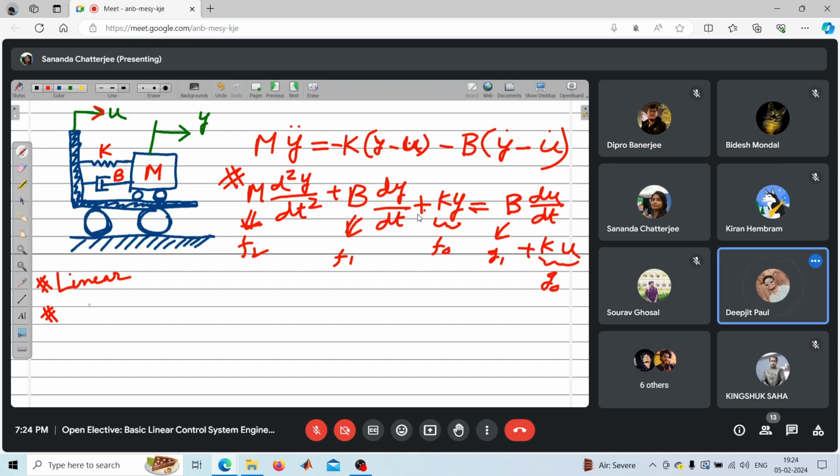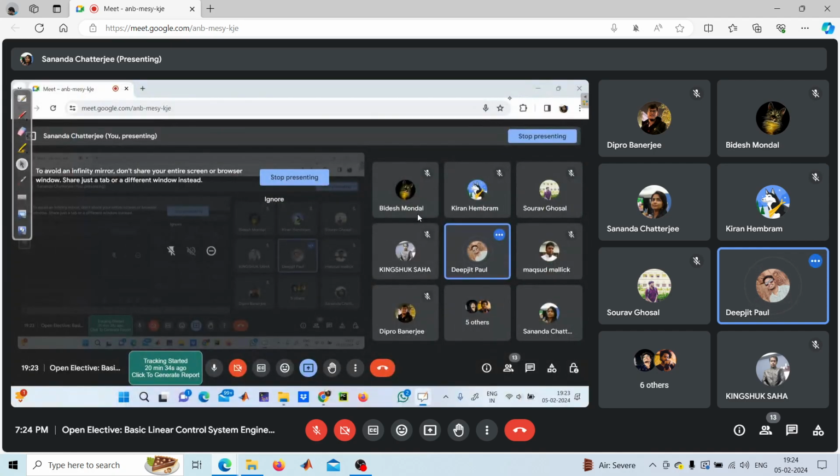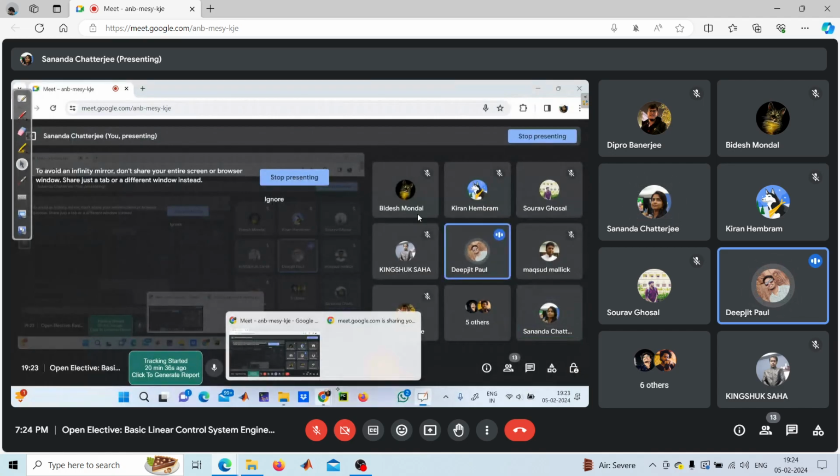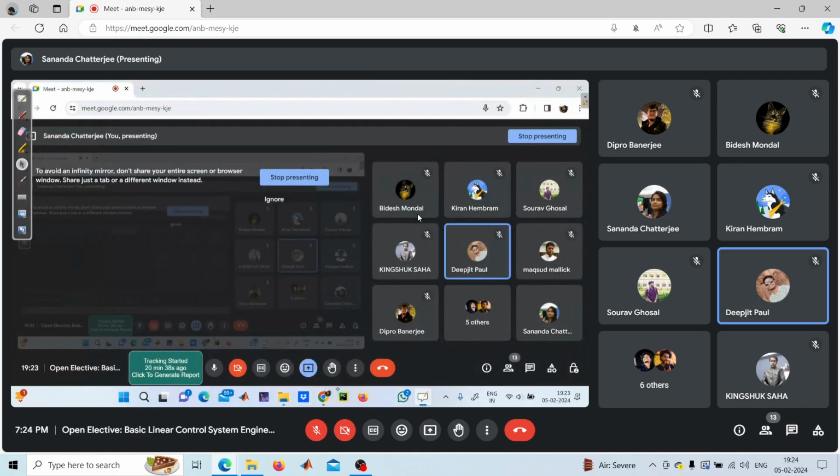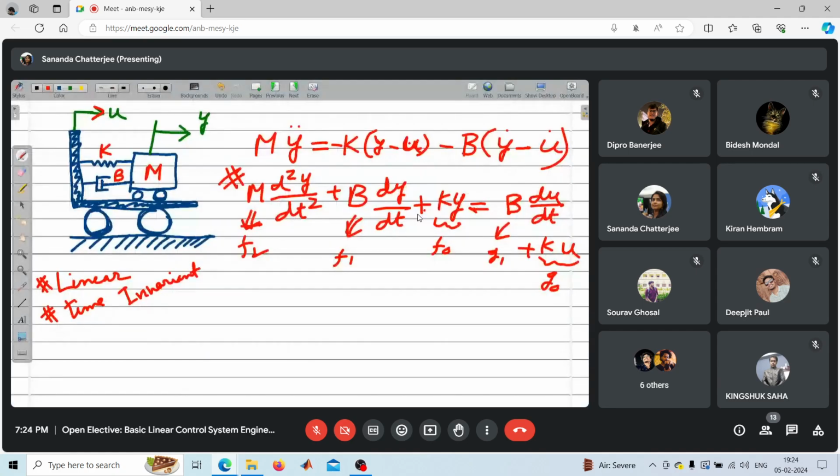And what is the order of the system? Second order. Acha. So, how many energy storing elements are there in this system? There are two energy storing elements. One is, I think, the spring and the other is the damper. Another is damper, ma'am. That is the problem.